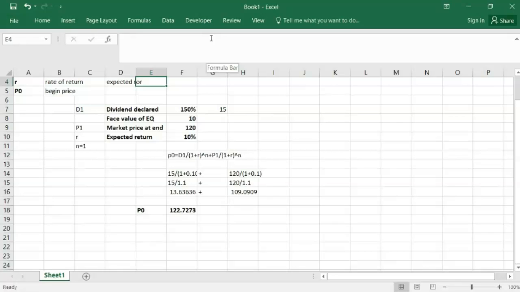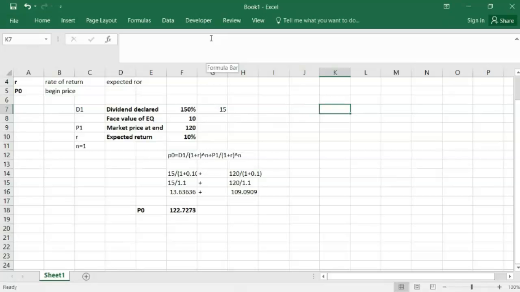So hope you understand what exactly this particular problem we worked out. P0 is calculated. Similar way, I'll just take one more problem in this particular sum, and we'll move on to the next type of problem.